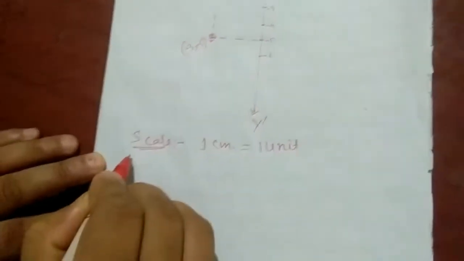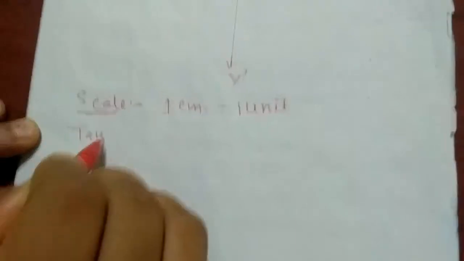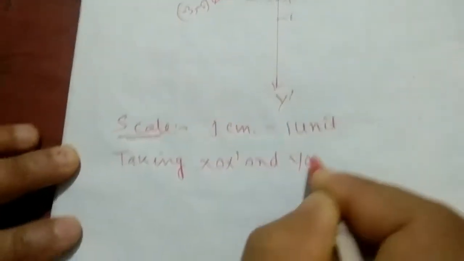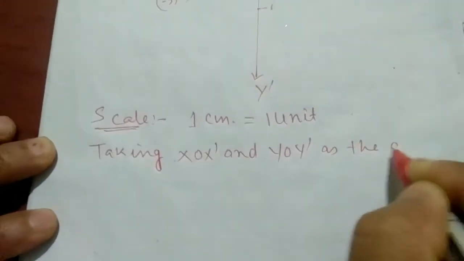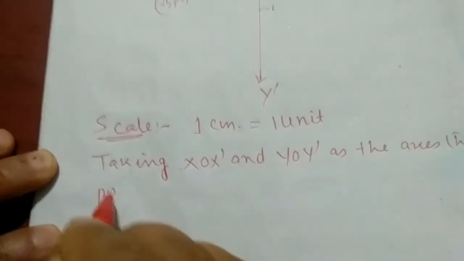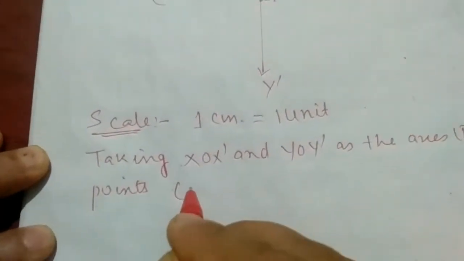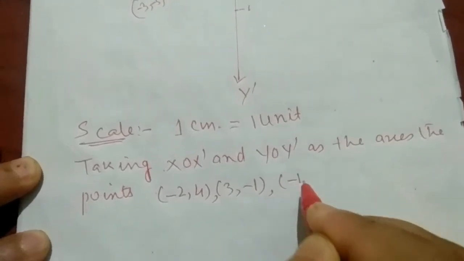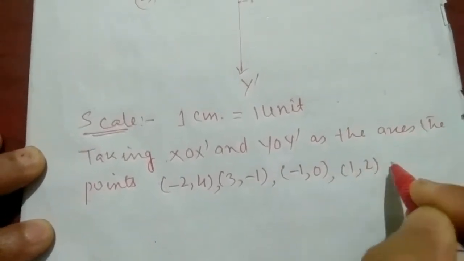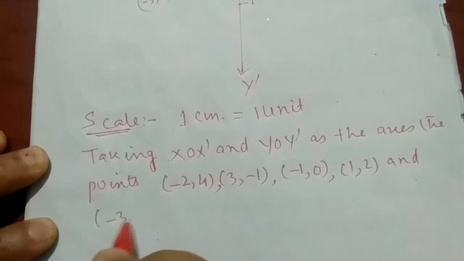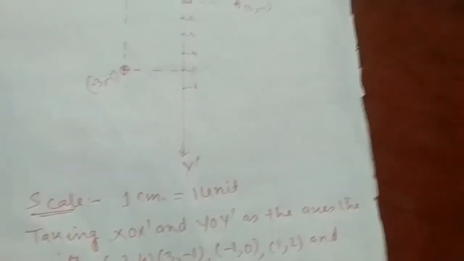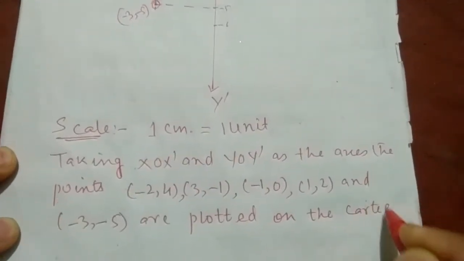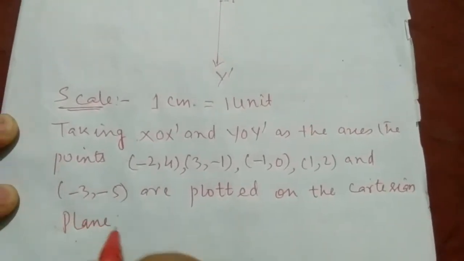Then some little language we will write. Taking XOX' and YOY' as the axes, the points (-2, 4), (3, -1), (0, 1), (2, ...) and (-3, -5) are plotted on the Cartesian plane.